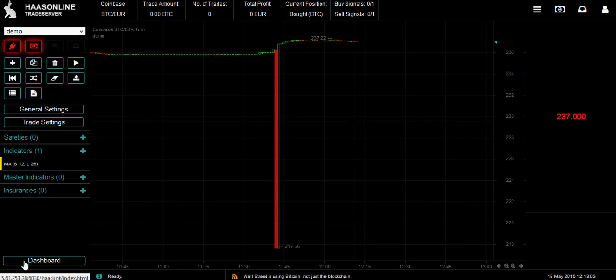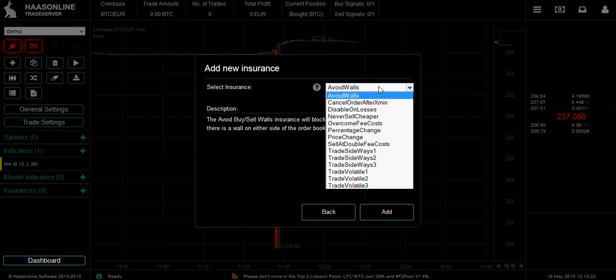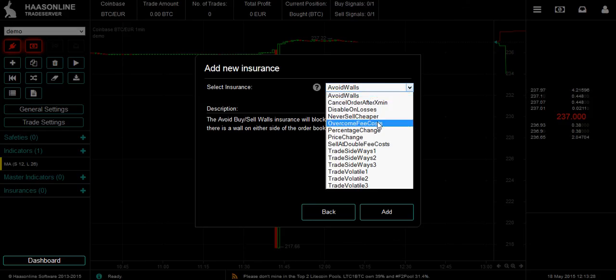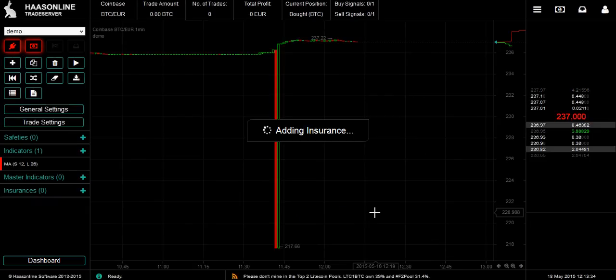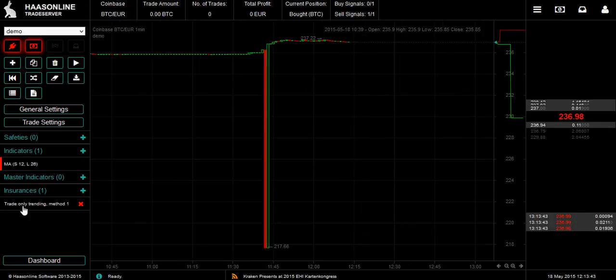All right, and so what are we going to do now? Well, we're going to add an insurance because we want to kind of filter the indicator. So MA is cool. All indicators are good, really, but they don't work in every market. So what we can do is we can try to filter it with an insurance. For example, we have a lot of insurances here. We have overcome fee costs, or we have also some new ones, trade sideways or trade volatile. So let's use one of the new ones, trade volatile, and that's going to say, okay, you produced a sell signal indicator, like here red, that's a sell signal. Does the insurance agree that this is a trending market?